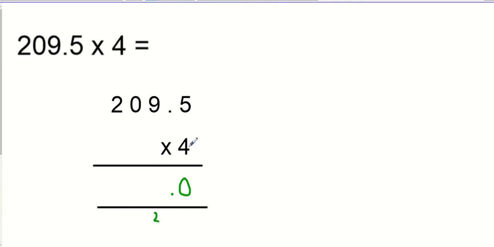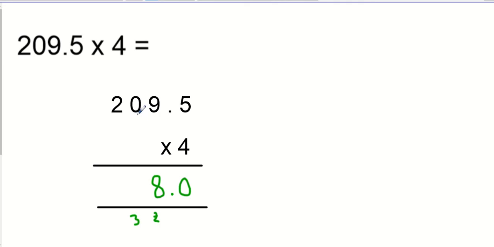Now I'm going to do 4 times 9. So like I said, 4 times 10, or 10 times 4 is 40. So I'm going to take 4 away, and that will give me 9 lots. So 40 take away 4 is 36. Add the 2 is 38. So I'm going to carry that over there.